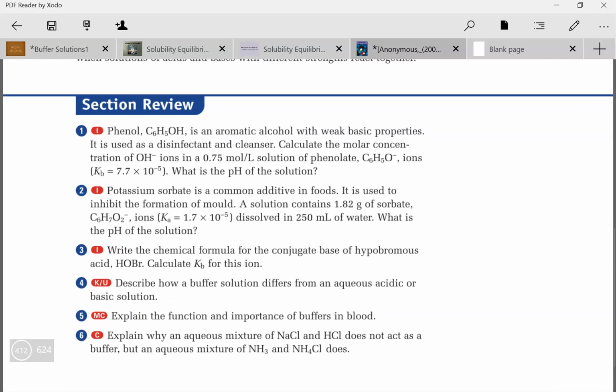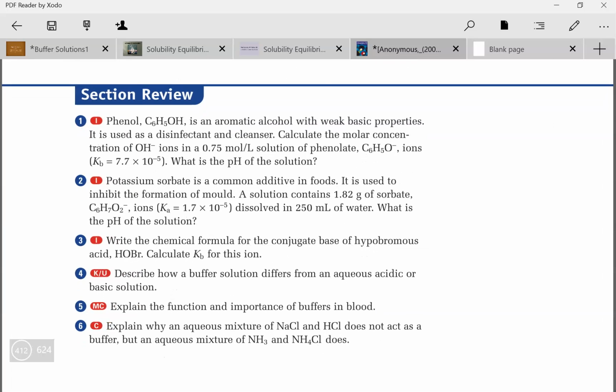Describe how a buffer solution differs from an aqueous acidic or basic solution: it has its acid plus a conjugate basic salt, or a base plus a conjugate acidic salt, right? It's just the presence of the conjugate that makes the difference. Importance of buffers in blood: we just mentioned enzymes react, so it's important.